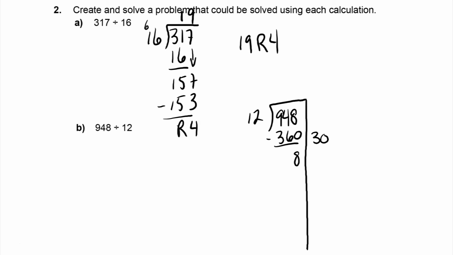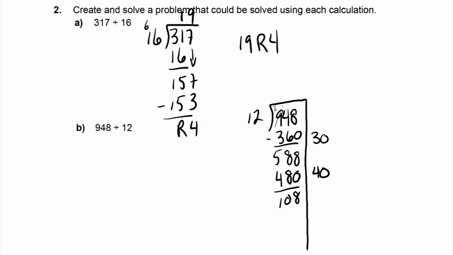0 from 8 is 8. I have to borrow here. 6 from 14 is 8. 3 from 8 is 5. So I've got 588. I know that 4 times 12 is 48. So 40 times 12 will be 480. That leaves me with 108 left over.